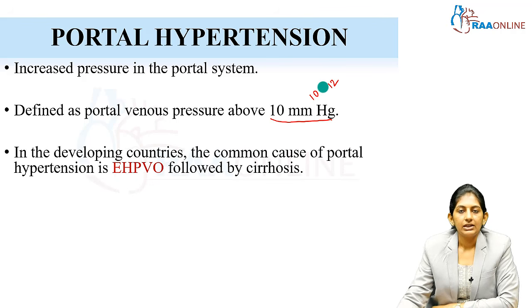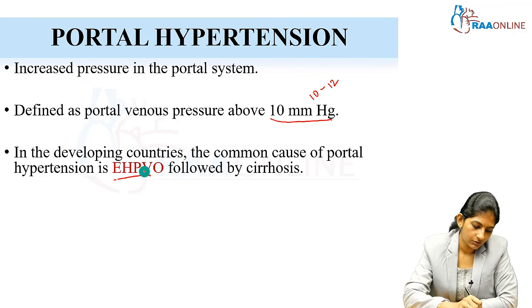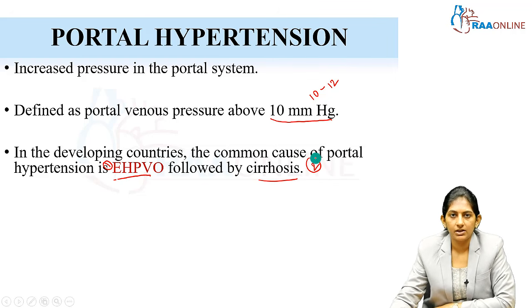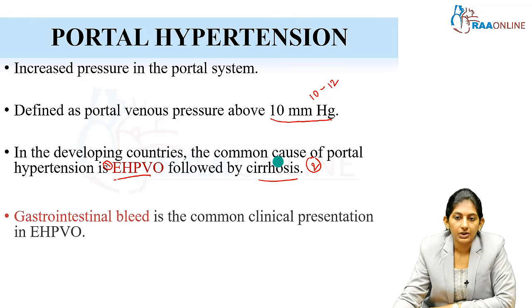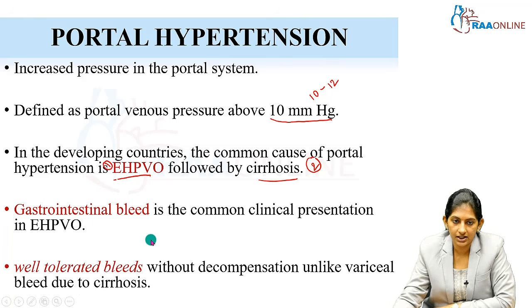Okay. So, in developing countries like India, the most common cause of portal hypertension is EHPVO, then liver cirrhosis. Very rarely will we get other causes. So, if you are able to find out an EHPVO and differentiate it from cirrhosis, it is more than enough from a general pediatric point of view. The common presentation of portal hypertension, because of the varices, is gastrointestinal bleeding. That is the common clinical presentation.